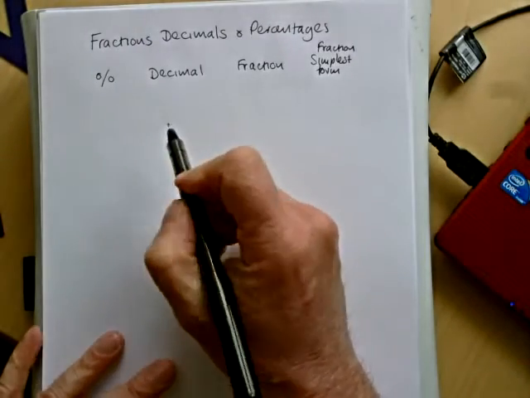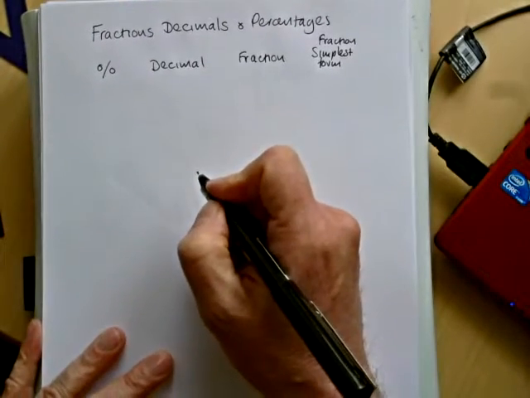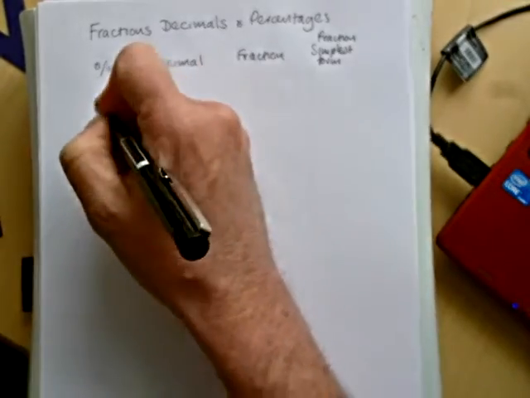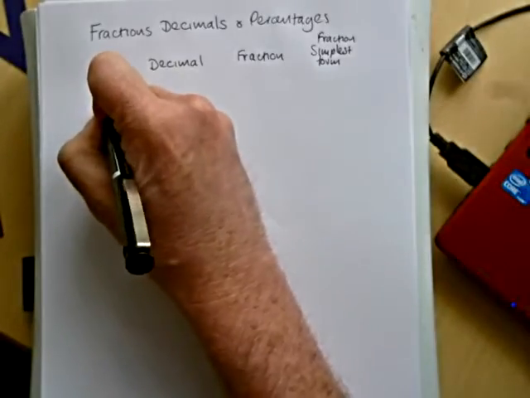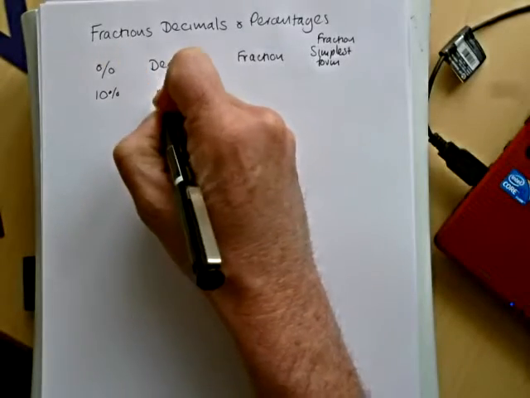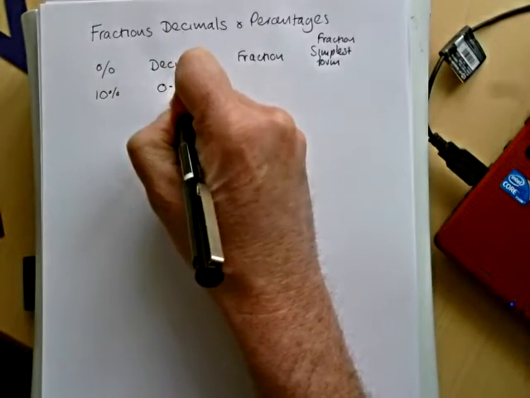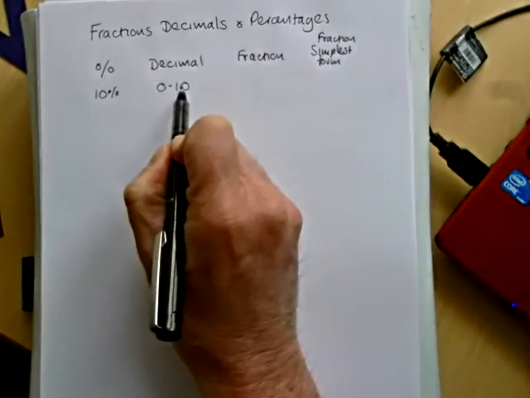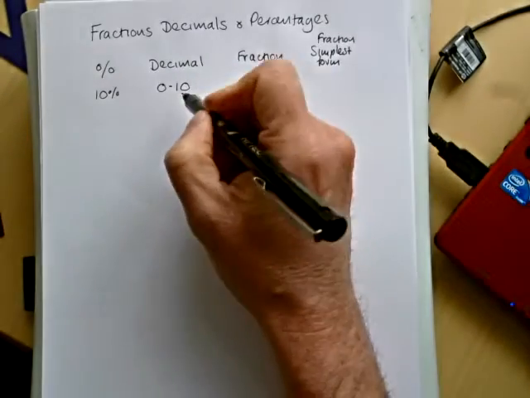Now, fractions, decimals and percentages come up a great deal in maths, and I'm going to show you how to handle them. So let's start with a classic percentage, 10%. 10% as a decimal is 0.1. You can put the 0 there if you like. It helps you link the 10 to the 10 as a decimal, although it doesn't really need to be there.